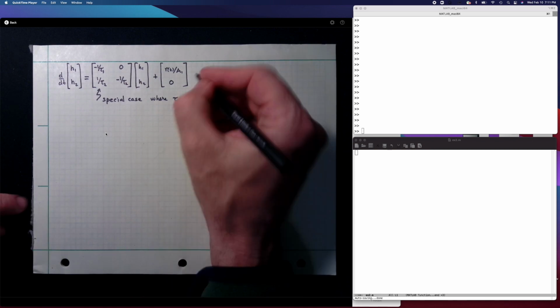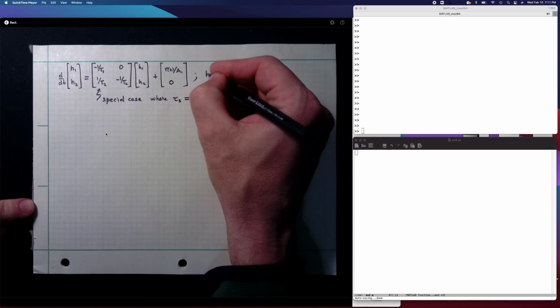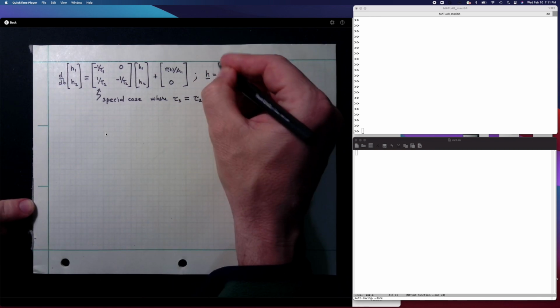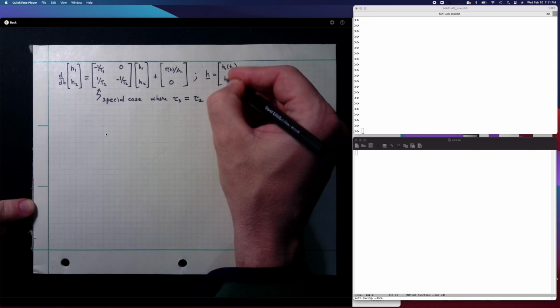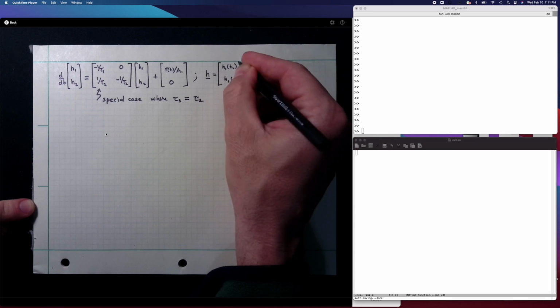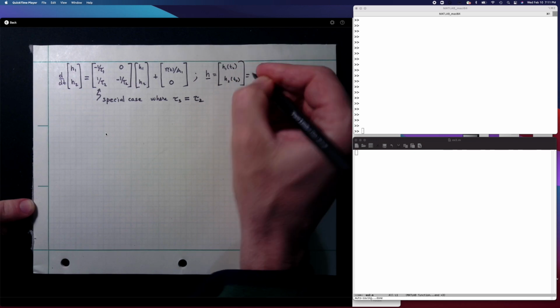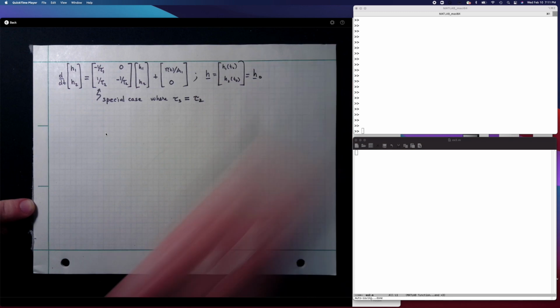And to this, I add the initial condition, h vector is equal to h1 at t naught and h2 at t naught. These are just 2 numbers which I organize in a vector, which I'll call h naught.